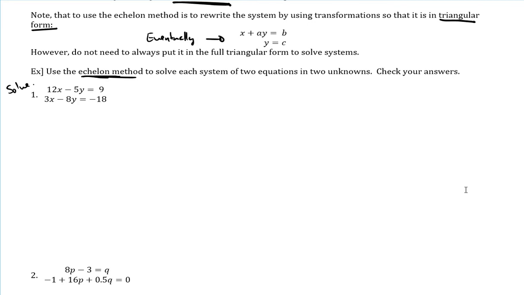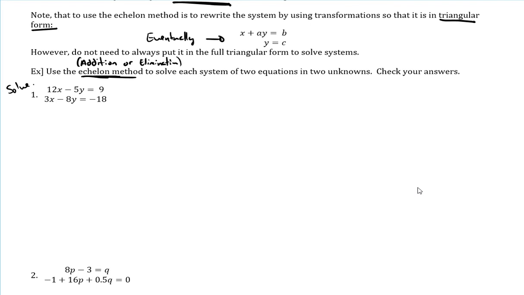All right, so to use the echelon method, this is also where we are going to use the addition, or they might even call it the elimination method. What we're going to do is try to put it in this form. So I want to get rid of this 3x. I want it gone. The way that we're going to do that is use what's called row operations.